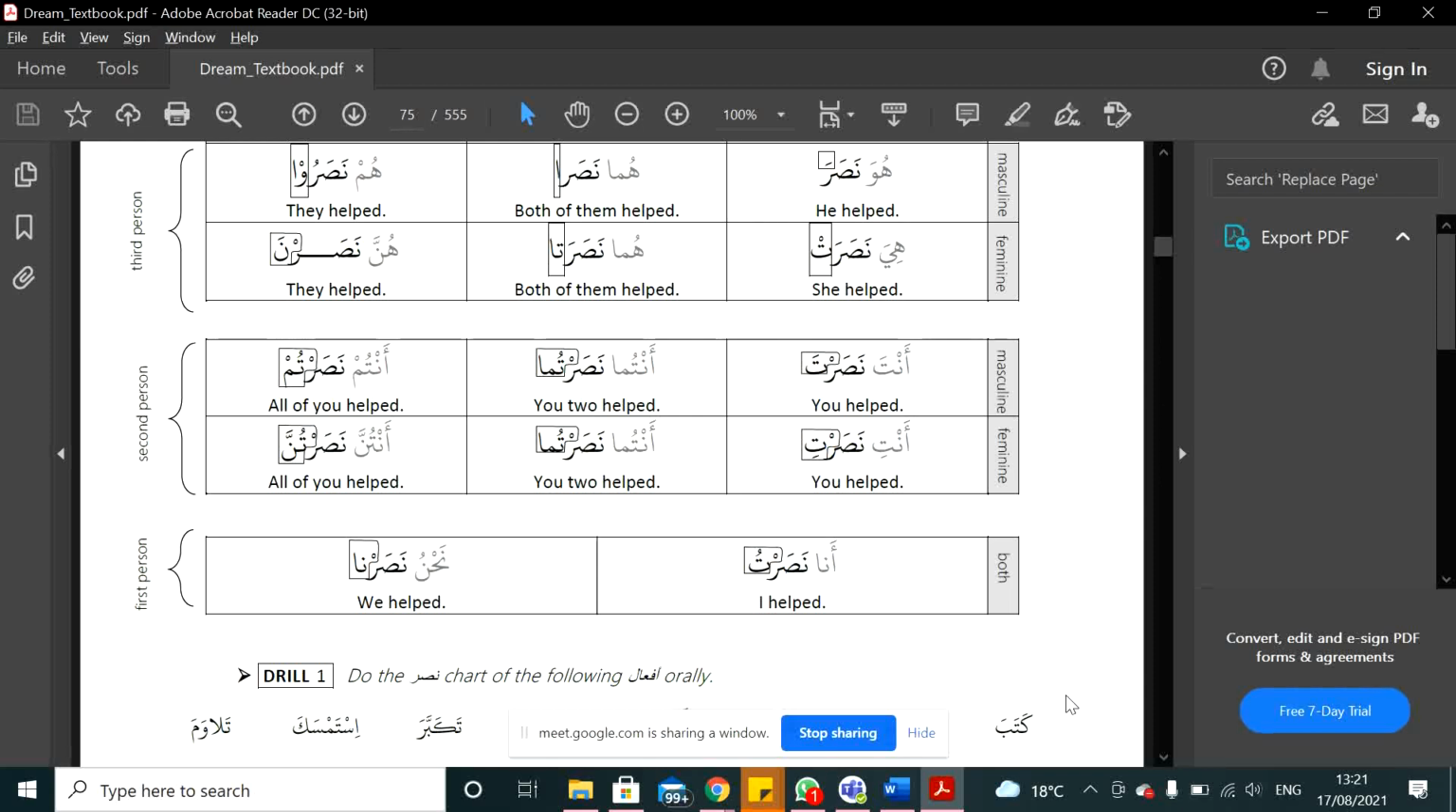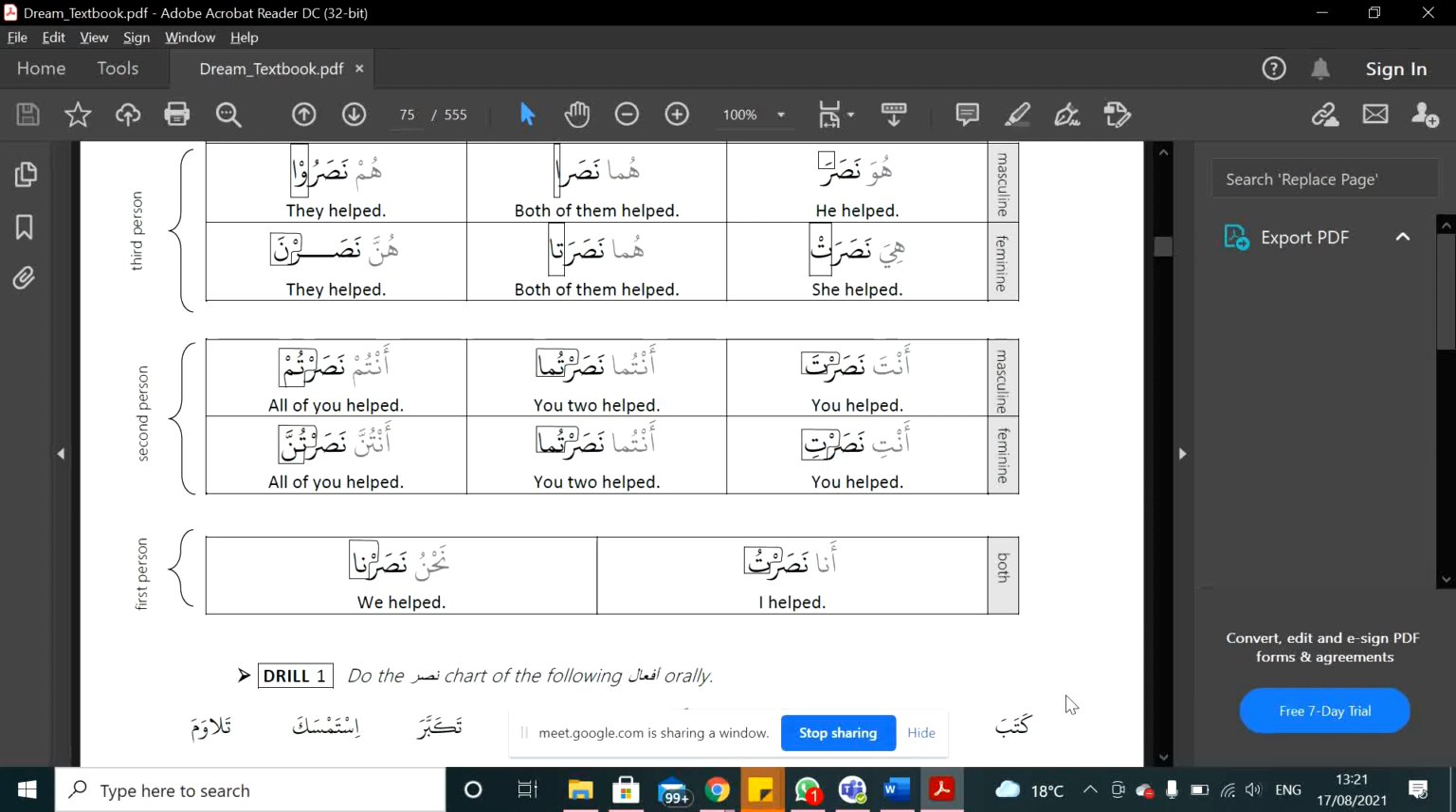Very good. Sister Lippy, I want you to do jahada. Jahada means to strive. Okay. Jahada, jahadu, jahadat, jahadna. You do it with huwa. I know you can do it without huwa, but that's for the practice, right? Huwa jahada, huma jahada, hum jahadu. Hiya jahadat, huma jahadata, hunna jahadna. Anta jahadta, antuma jahadtuma, antum jahadtum. Anti jahadti, antuma jahadtuma, antunna jahadtunna. Ana jahadtu, nahnu jahadna. Very well done.